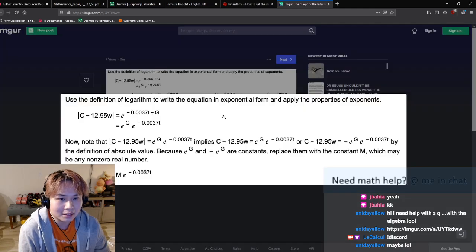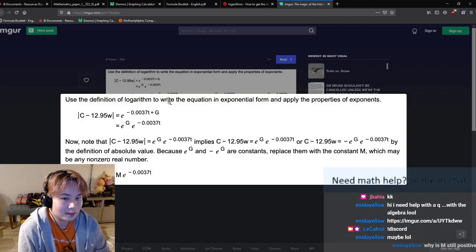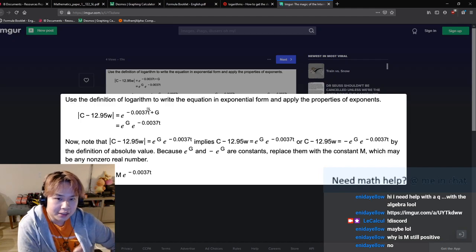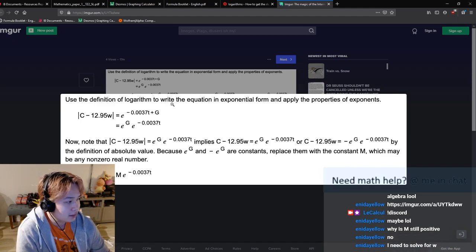What the heck is all of this? There's 2 pictures. What's the... This is the answer, right? And then we're just trying to explain it? Okay, whatever. Let's see. Use the definition of a log to write the equation in exponential form and apply properties of exponents.